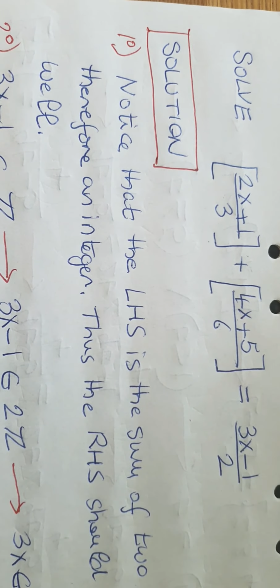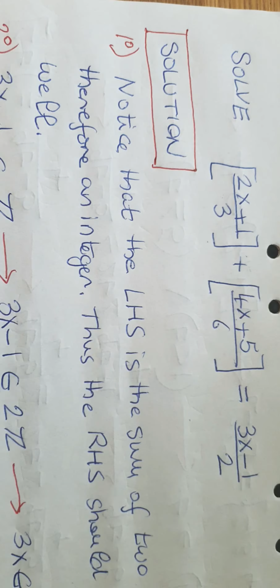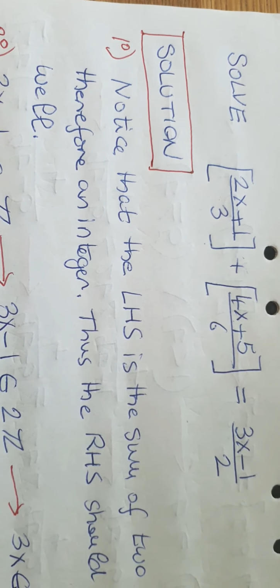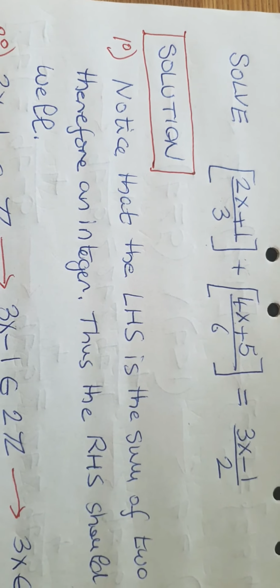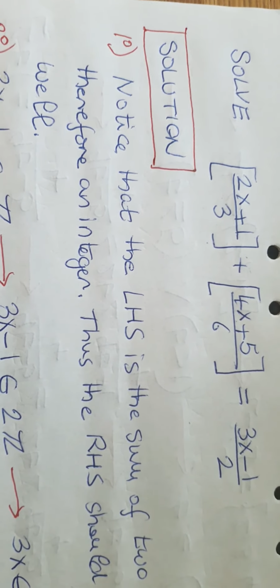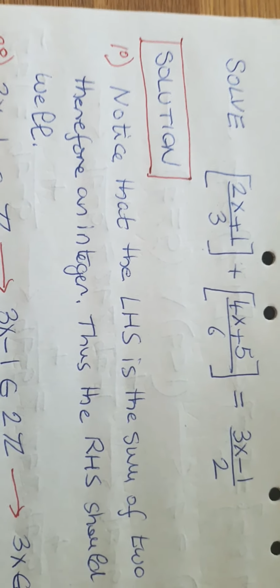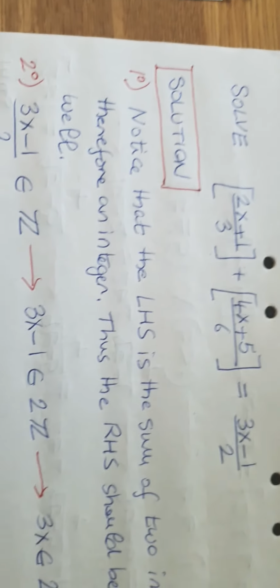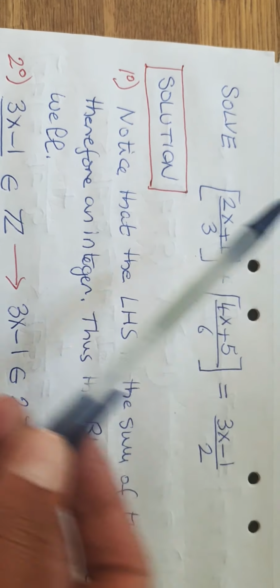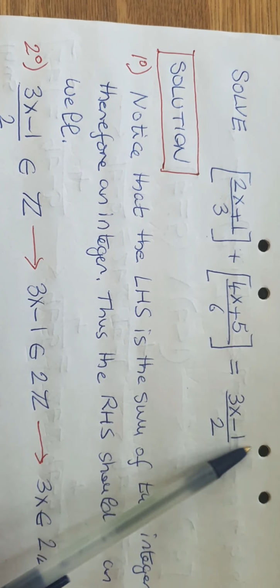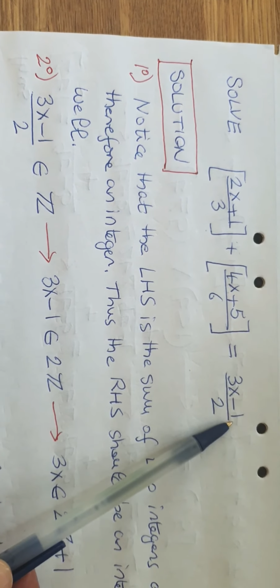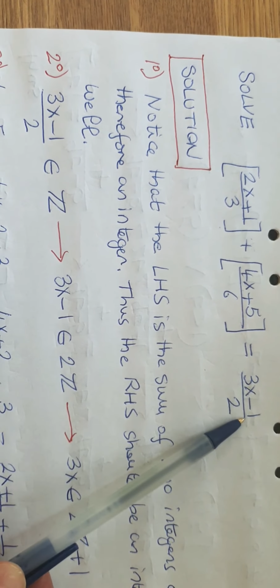Well, now that is a complicated equation. Now we're no longer dealing with just the integer part of x. Now we have the integer part of one thing plus the integer part of another thing is equal to this expression. So how the heck do we start here?